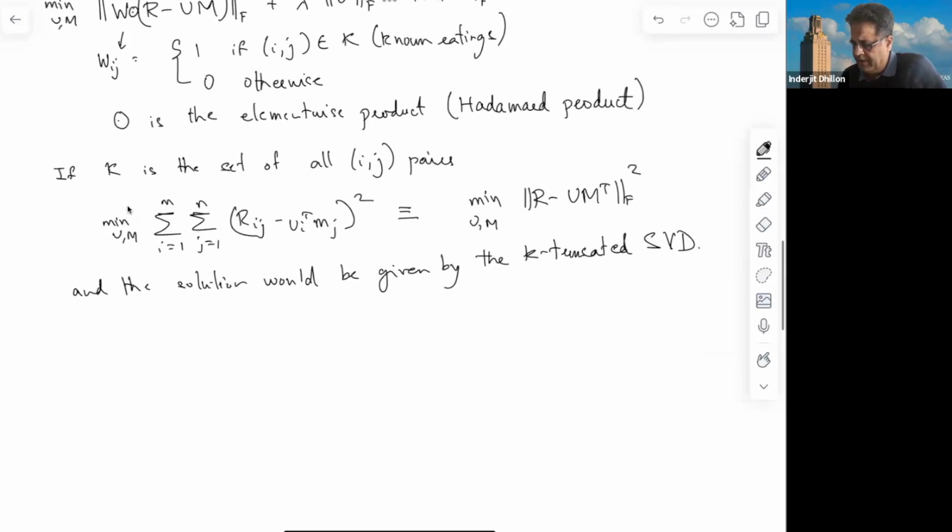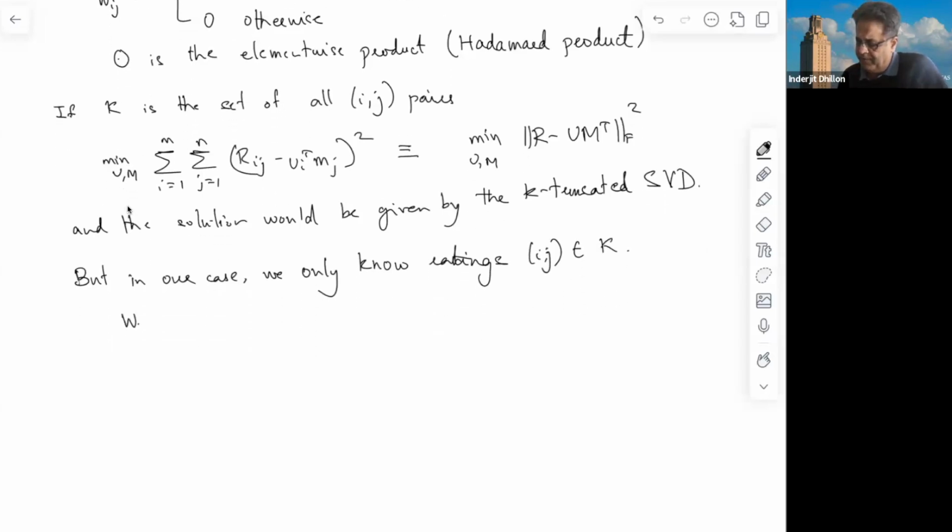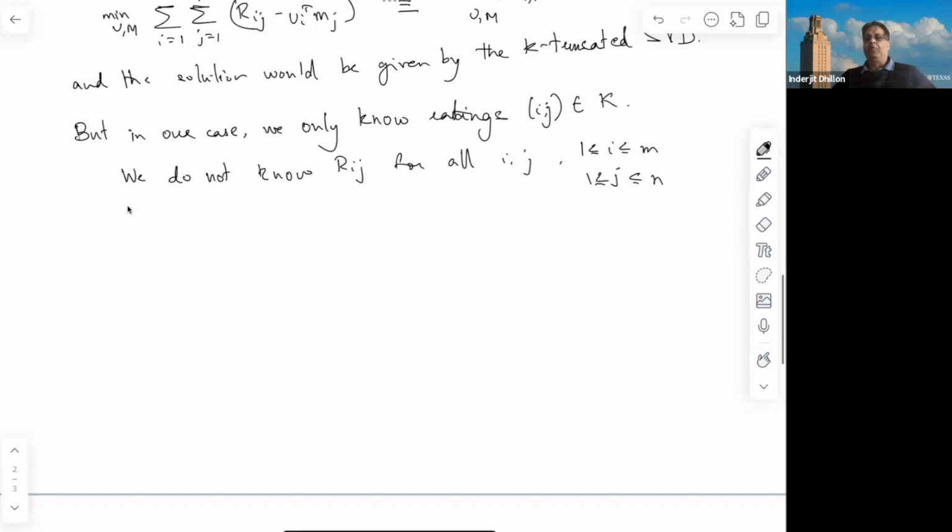Okay. But as I have said, and let me just write it to reinforce it, in our case we only know ratings that belong to a subset of all possible pairs, right? So ij that belongs to a given K. So again, to emphasize, we do not know Rij for all ij, i is 1 to m and j is 1 to n. Okay, so we cannot use the procedure to compute the SVD.